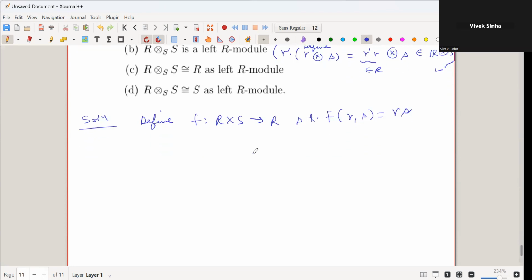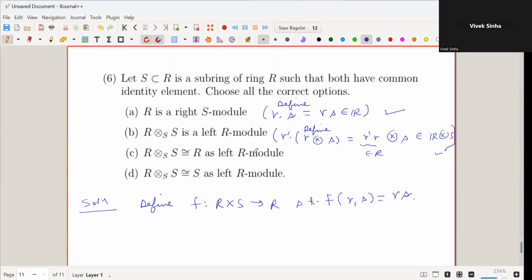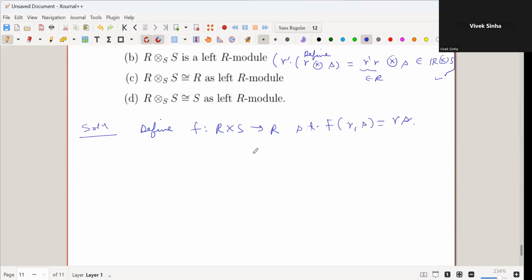Okay. So, and here the unity part will play a role, that it has the common identity element in showing the surjectivity. Okay. So then since, then this map is an R balanced map.